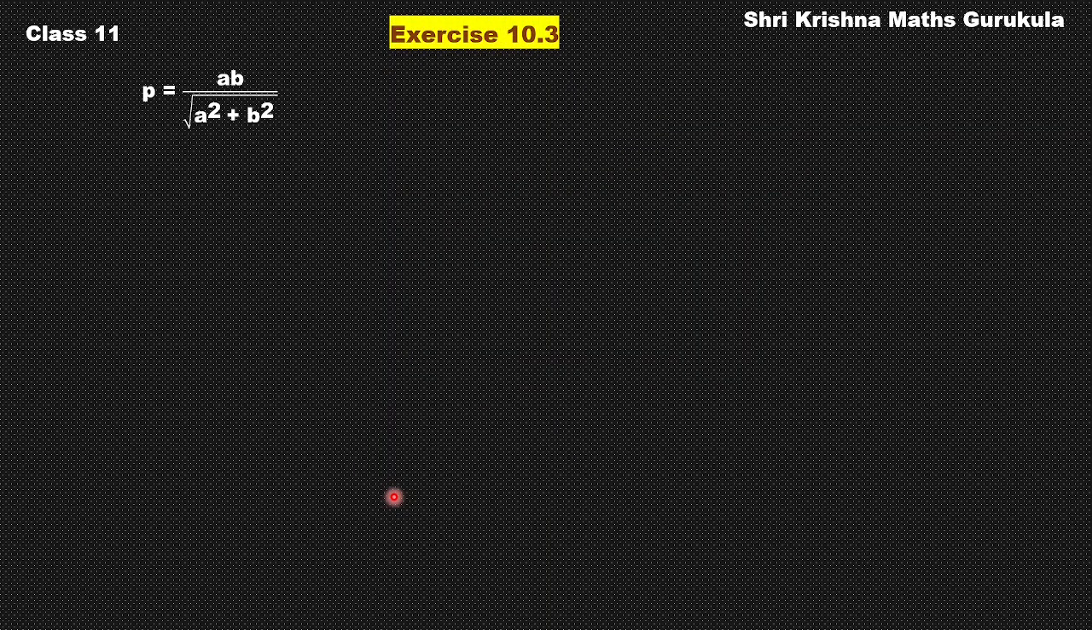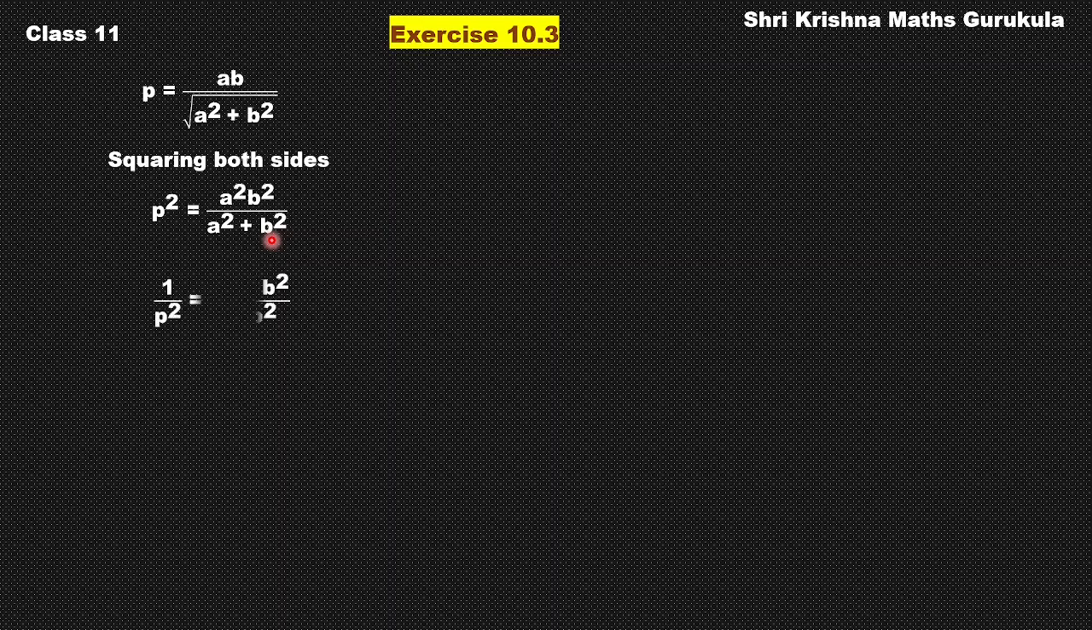Now, in the question, what is it that they have asked us? It is 1 by p square is equal to 1 by a square plus 1 by b square, right? That means we need p square. So, we will square both sides. That gives us p square is equal to, numerator will be ab whole square, which will be a square into b square, divided by root of a square plus b square whole square, which will be a square plus b square in the denominator. Now what we want is 1 by p square. So we shall take the reciprocal now. So when we take the reciprocal, the p square comes to denominator and this numerator and denominator term gets interchanged.